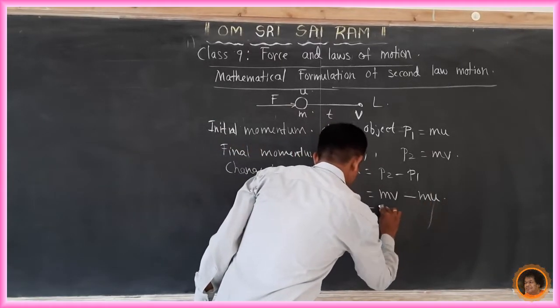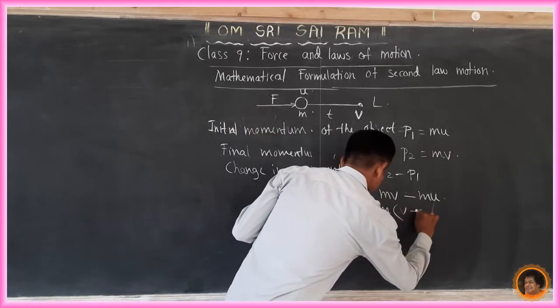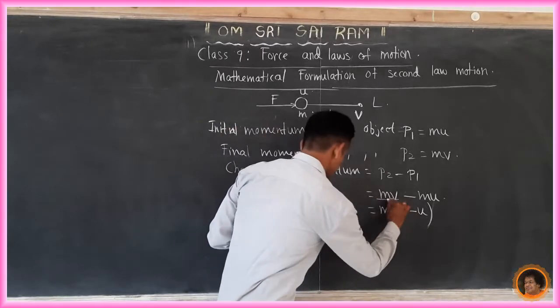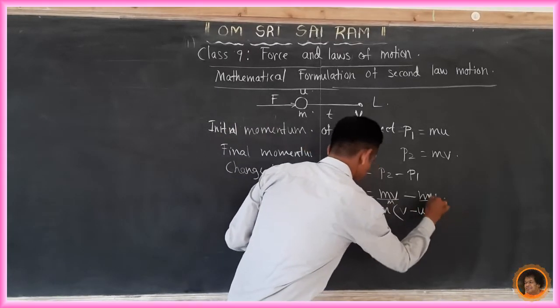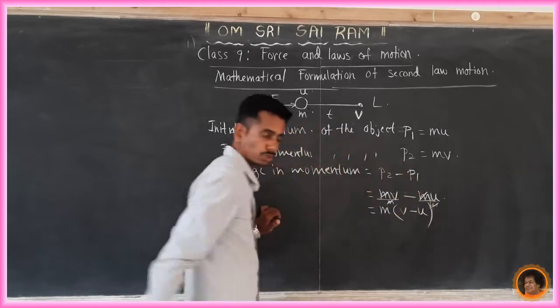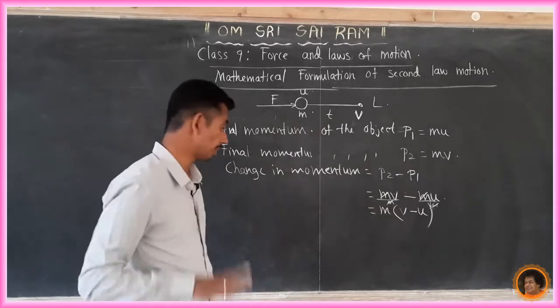In mv and mu, which one is common? m is common. So we get m into v minus u. Taking the common factor means dividing by m, so m cancels, and we get v minus u. So the change in momentum is m into v minus u.